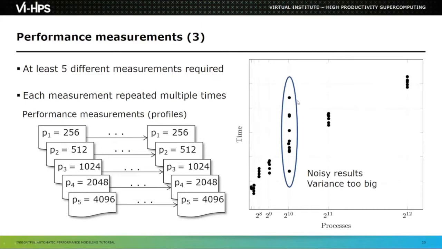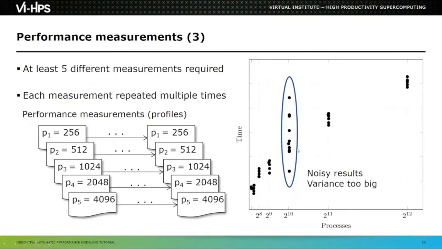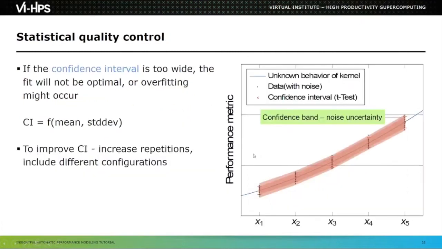So as I just said, if the noise is too big and the variance is too high, you will get bad results for modeling. So of course, what we also do is statistical quality control. If this is the case, the confidence intervals for our model will be too wide, and then basically the model fit will not be optimal on our data, which will lead to less accurate models in the end.